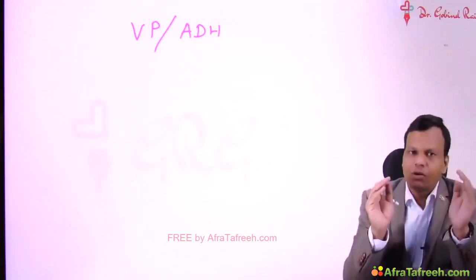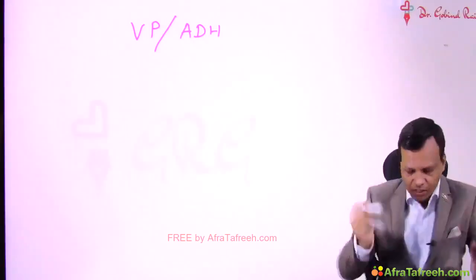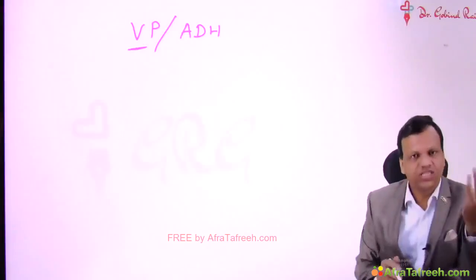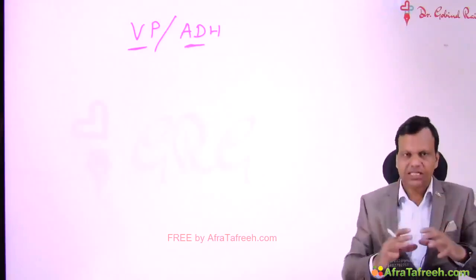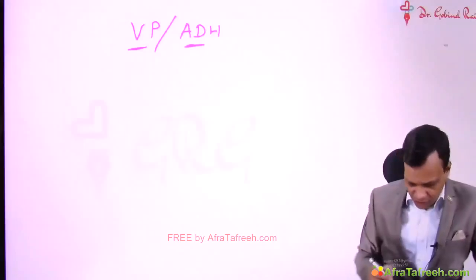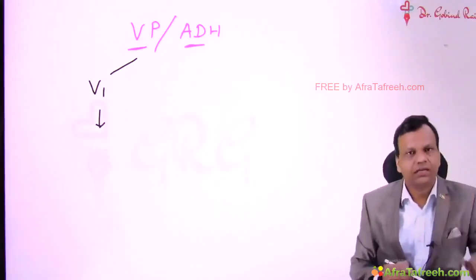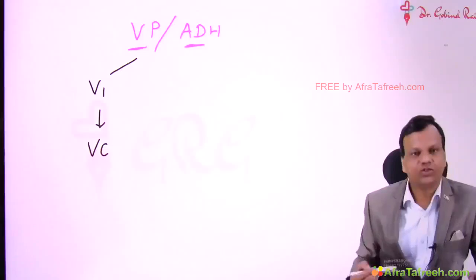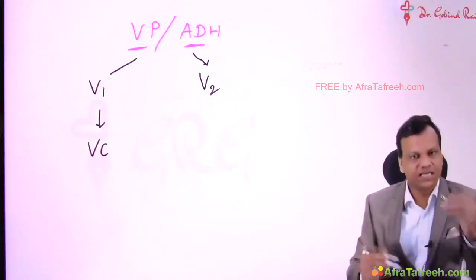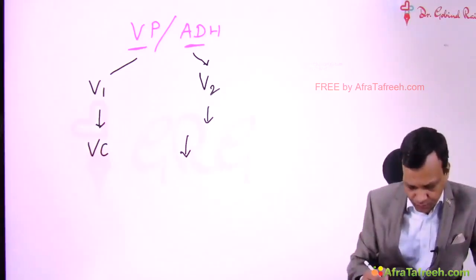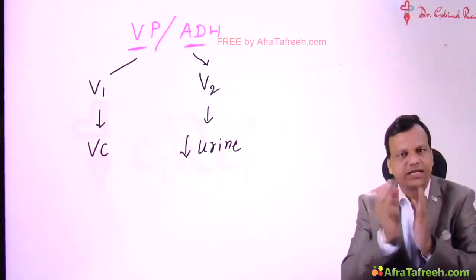Now, why am I talking about two names? Because it has two major functions which are written in the name itself. Vasopressin says it causes vasoconstriction and antidiuretic says it decreases urine. But these actions are mediated by different receptors. When vasopressin stimulates V1 receptors which are present in the blood vessels, it results in vasoconstriction. When vasopressin acts on V2 receptors which are present in the kidney, it decreases urine. So vasopressin has two actions, one vasoconstriction, second decrease in urine.